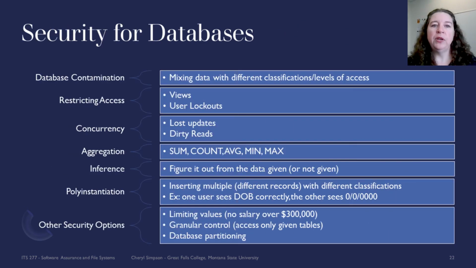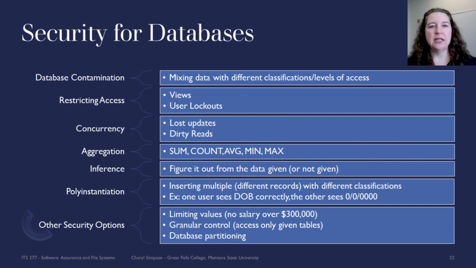There's a couple of things that we can do to ensure that our data is safe. There's a concept called database contamination, which is where I am able to access some data with a certain classification and you have a different classification, and we need to mix that data in the database with different classifications. This can be a problem. If you have different levels of access, you are risking data contamination.